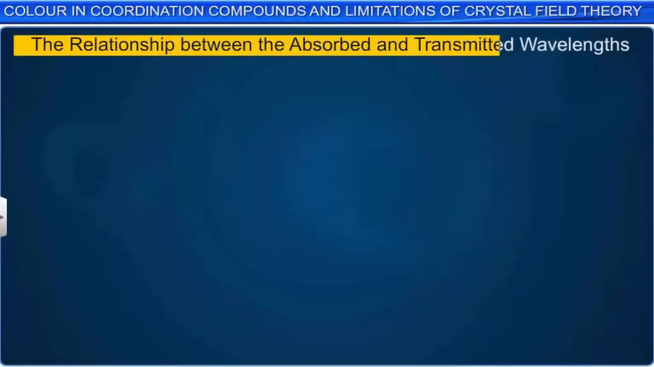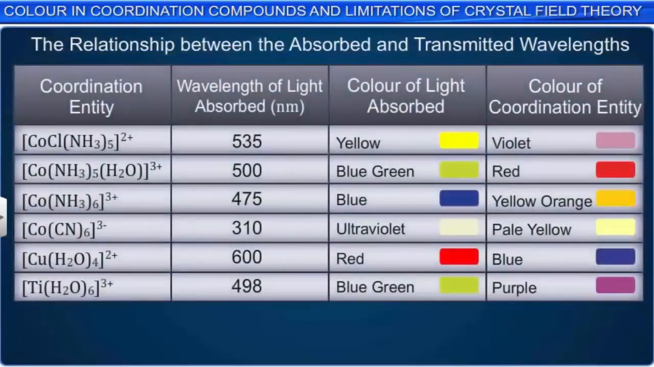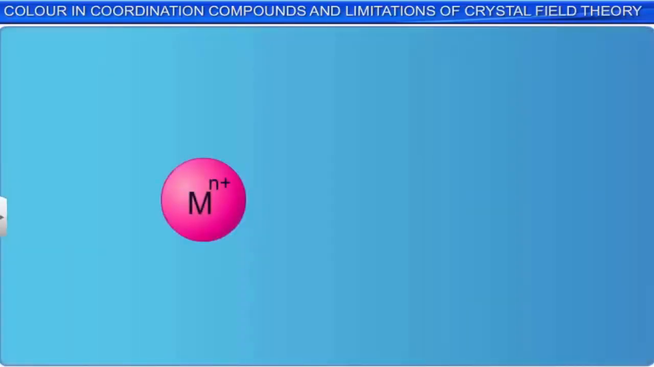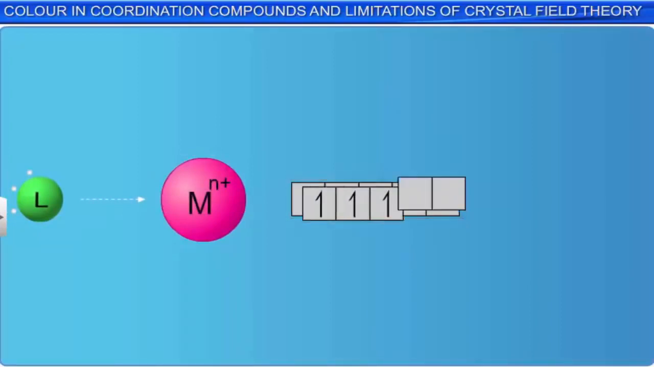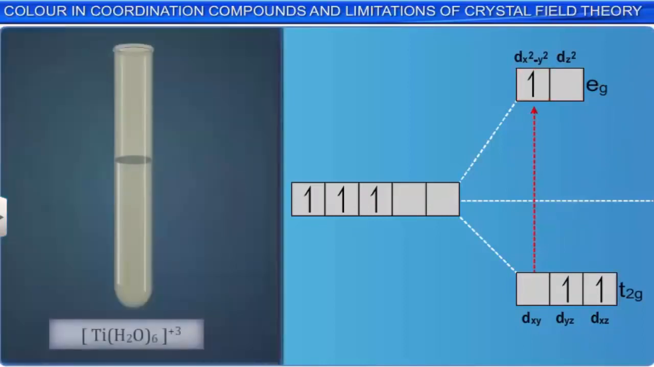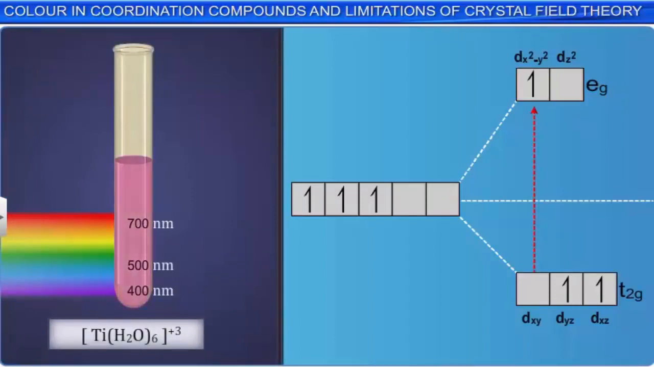The origin of the color of coordination compounds can be readily explained in terms of the crystal field theory. As you have studied in the previous module, when a ligand approaches the metal ion containing unpaired electrons, the five degenerate d orbitals separate into two distinct energy levels, namely t2g and eg. When light of sufficient energy is incident on the metal ion, the electron in the low-energy t2g orbital absorbs energy and gets promoted to the higher eg set of orbitals. White light minus the absorbed color becomes the color of the complex. Thus, the color of coordination compounds arises from the electron transition between the split d orbital energy levels.